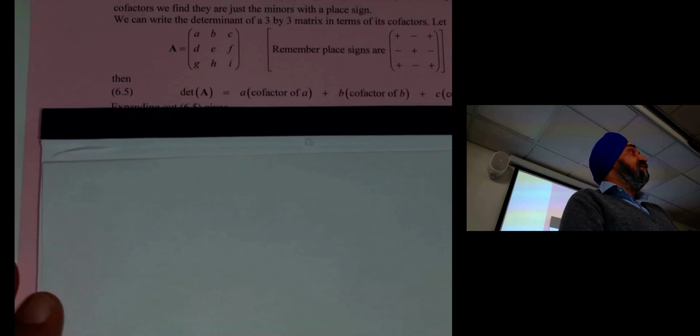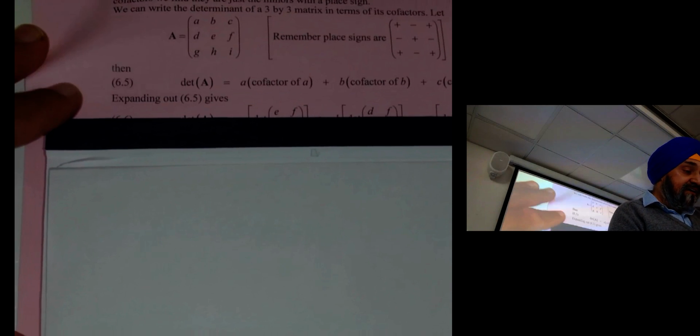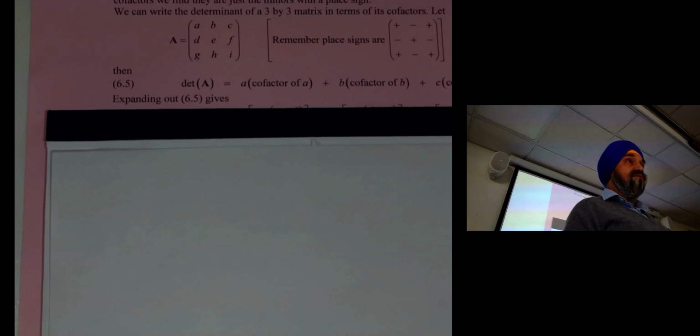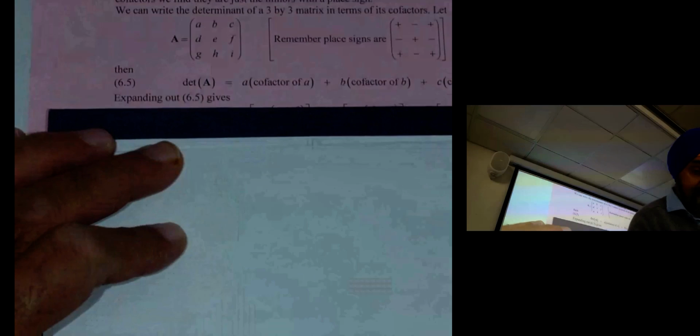Okay, so this is the determinant of A. That's how you find the determinant of A. And what about if we expand that? What's the cofactor of A? How do you find the cofactor of A? Yep, so E, F, H, I. Yes, right, so it's going to be A.